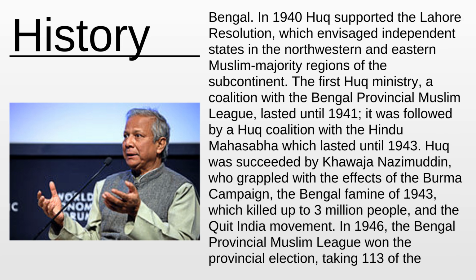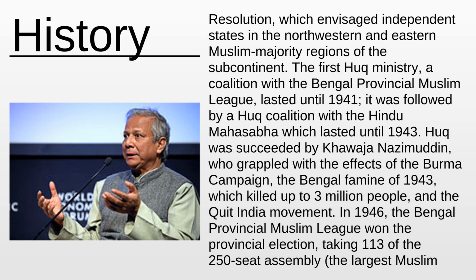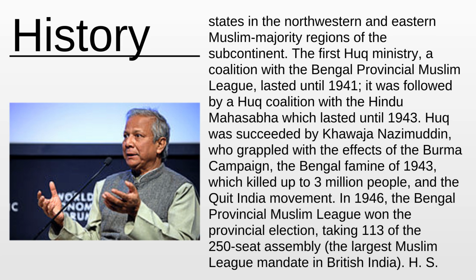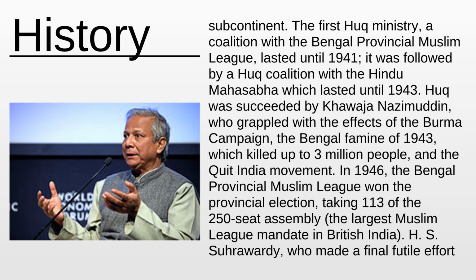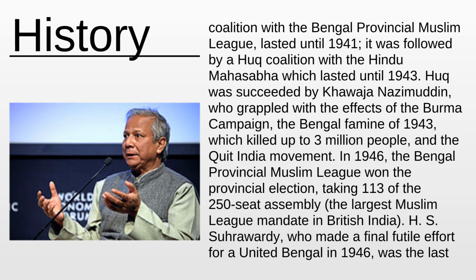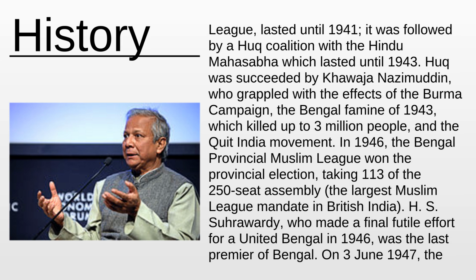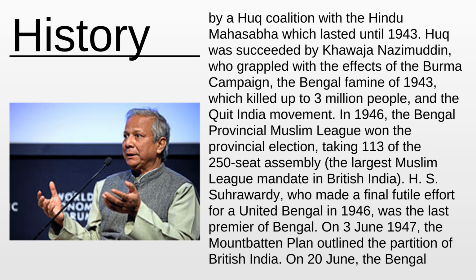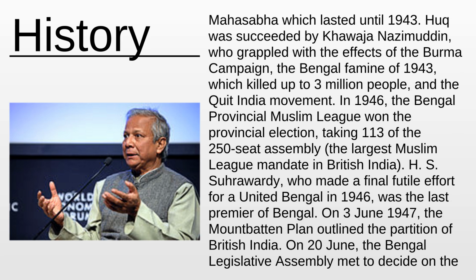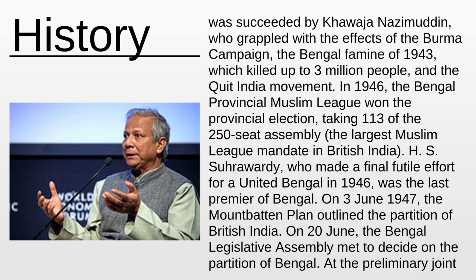The first Huq ministry, a coalition with the Bengal Provincial Muslim League, lasted until 1941. It was followed by a Huq coalition with the Hindu Mahasabha which lasted until 1943. Huq was succeeded by Khawaja Nazimuddin, who grappled with the effects of the Burma Campaign, the Bengal famine of 1943, which killed up to 3 million people, and the Quit India movement.